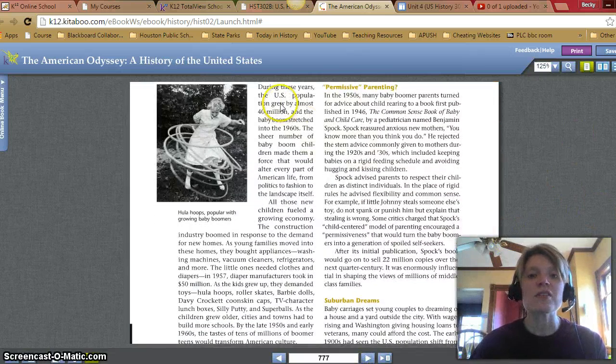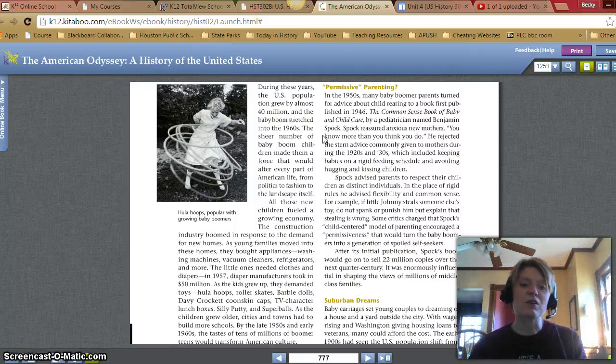During these years, the U.S. population grew by almost 40 million, and the baby boom stretched into the 1960s. The sheer number of baby boom children made them a force that would alter every part of American life, from politics to fashion to the landscape itself.